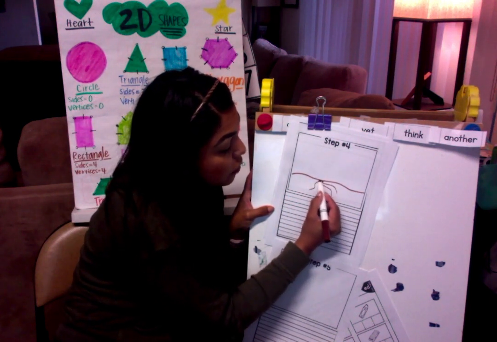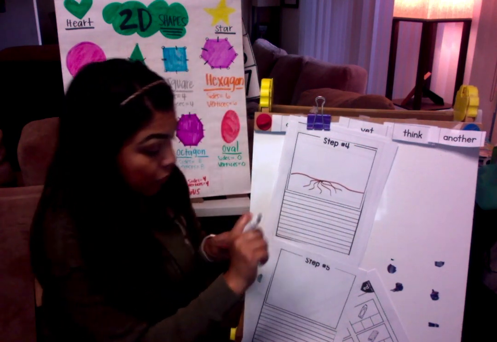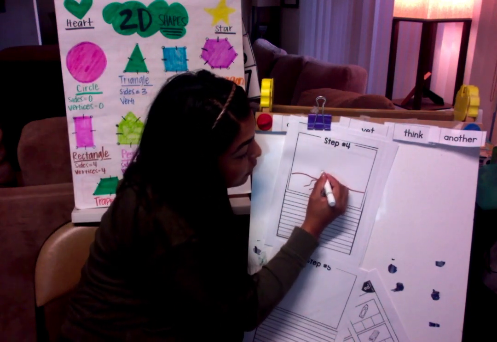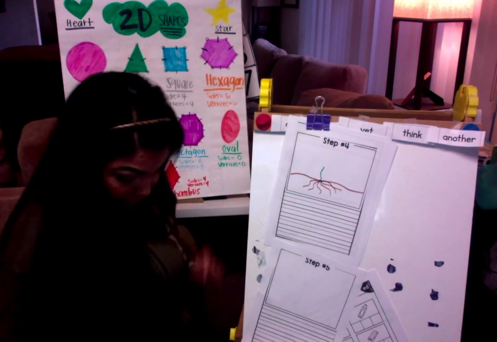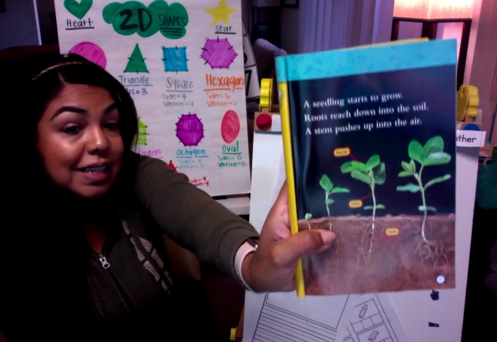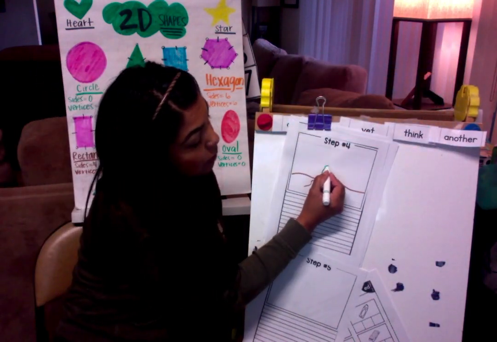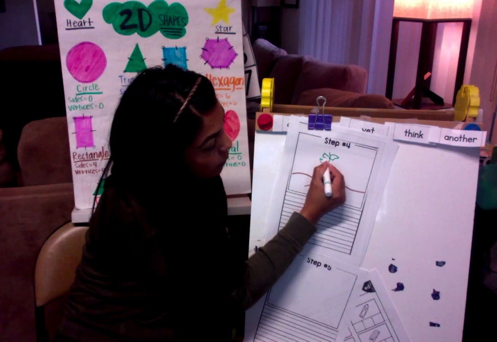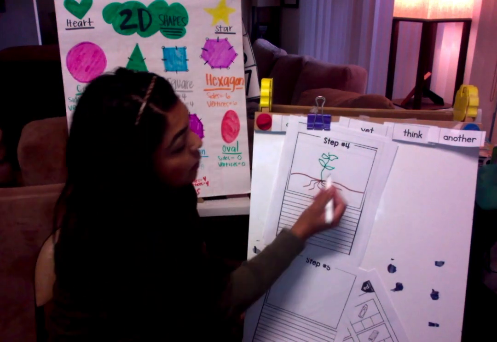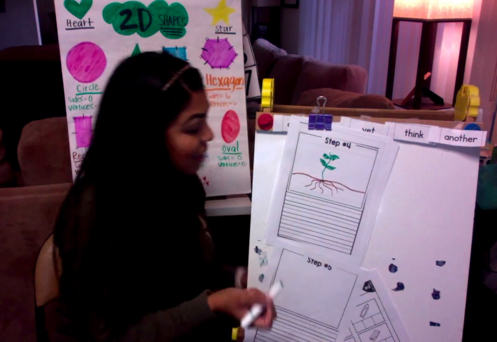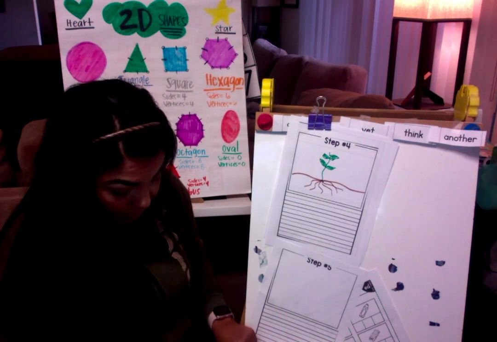Now, remember, during the seedling, it is sprouting from the ground, right? So I want to make sure that when I draw this, it's pushing up from the dirt because it says here, the roots reach down into the soil and the stem pushes up into the air. So you also see what? Because of the labels, we know that it has leaves and a stem. So I'm going to go ahead and draw some leaves. Okay, there we go. So I drew my leaves. There we go. Awesome. Okay, so now let's go ahead and write my sentence.